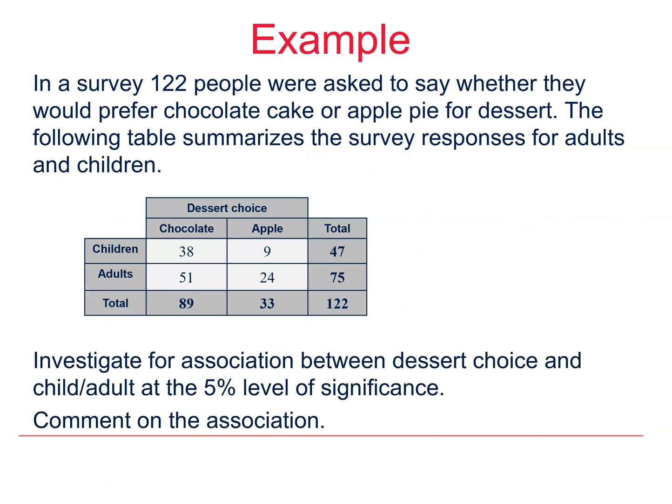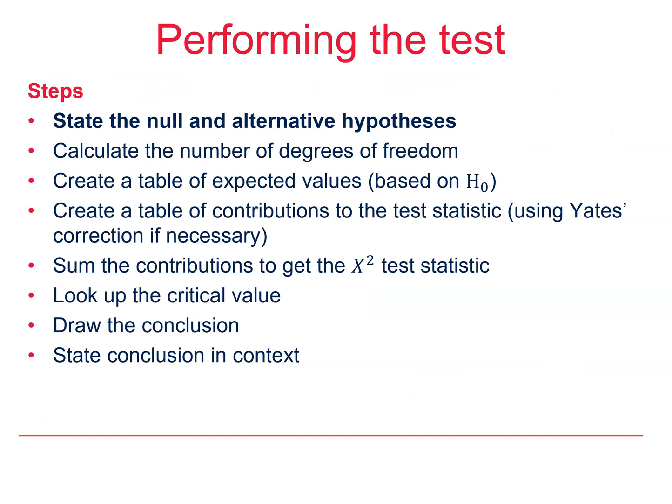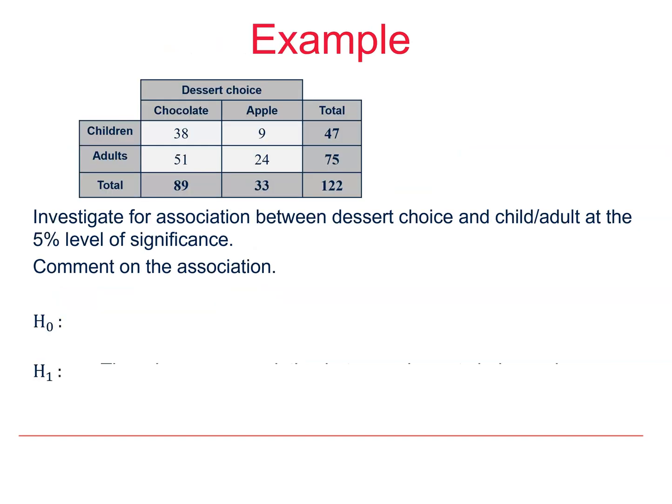Here's an example. We've got a two-way table showing preference for chocolate or apple, and whether people are children or adults. Here's a reminder of the steps we need to take to do a chi-squared test. The first thing is to write down the null and alternative hypotheses. Pause the video while you do that.